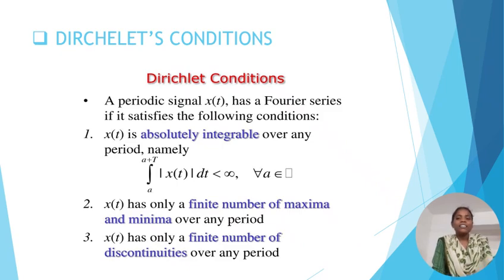And next we discuss the cosine series, and finally the Dirichlet conditions. This is the total of the Fourier series. And thank you.